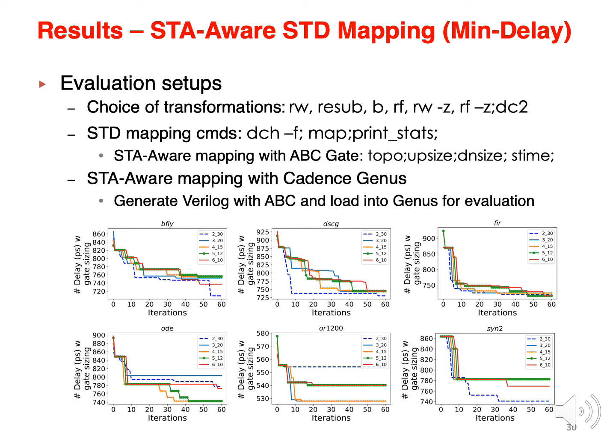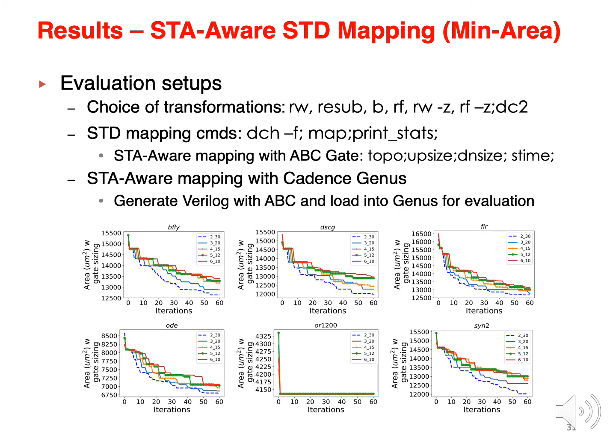You can do a quick test with ABC, gate sizing, and static timing analysis. But you can also run this with Cadence, but you have to generate the Verilog and load it into Genus to do the evaluation. We can see that the FlowTune performance is pretty impressive, except for one design, which cannot really be optimized much. I think ABC cannot optimize this design further. This is the previous one for delay, and this is the area, and all of this can be found in the paper.